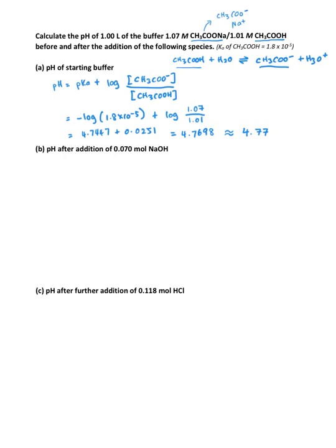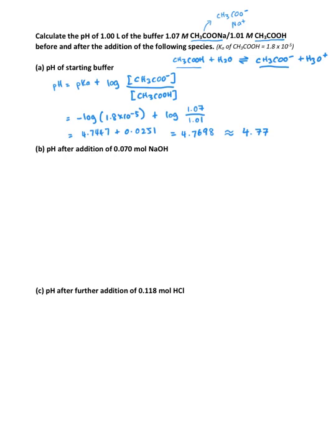Now let's look at what happens when you add some NaOH to the solution. So now you are adding a strong base to the solution. This strong base is going to react with the acid that's in the solution. So in the buffer solution, we have acetate ion, which is the conjugate base, and we have acetic acid, which is the weak acid. So NaOH is going to react with the weak acid, that is acetic acid.